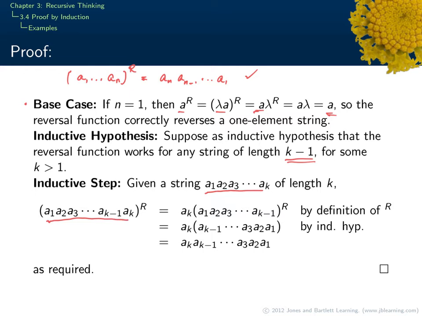Now, the reversal function says that you peel off the last symbol, put it out in front, and then take the reversal of the remaining string. Well, our induction hypothesis tells us that the reversal function works as expected for strings of length k minus 1. So I can take the reversal of this string and write it as we would expect. And then we have the a sub k out in front. And what we wind up with, in total, is what we expect out of the reversal of this string of length k.